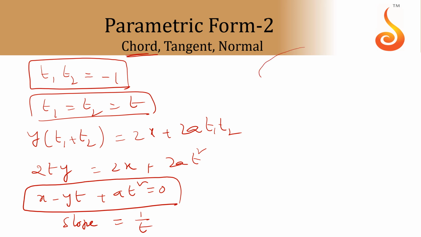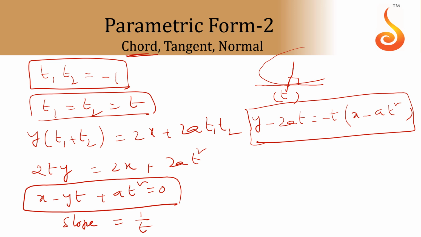Suppose this is a parabola. At some point this is the tangent. At this point if I draw the normal, this is t, let us say. The slope of normal will be minus t. Then the equation of normal, if you write y minus 2at equal to minus t into (x minus at square). So this is the equation of normal.